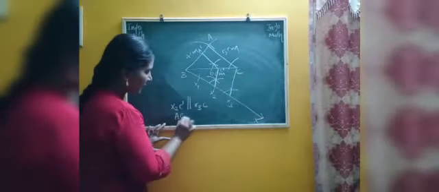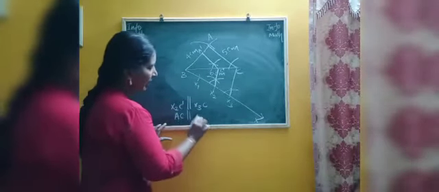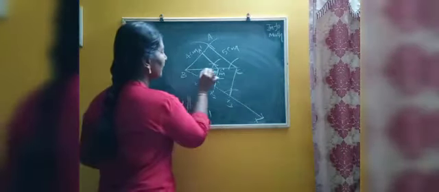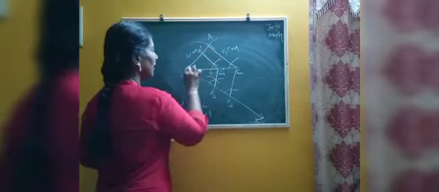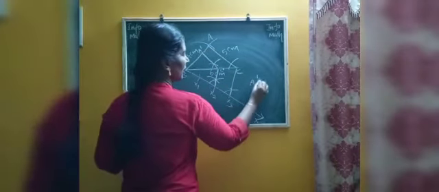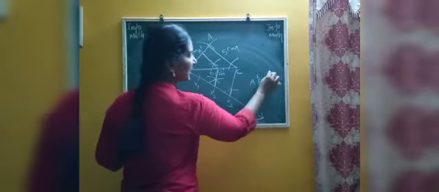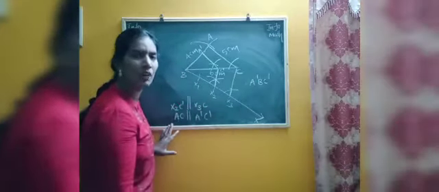AC must be parallel to A dash C dash. Hence, this is the diagram. A dash B C dash is the required triangle, 2/3 of the given triangle.